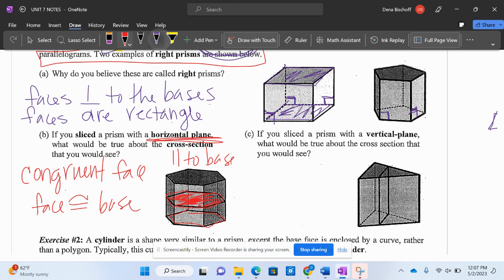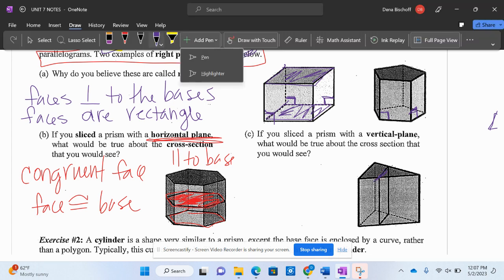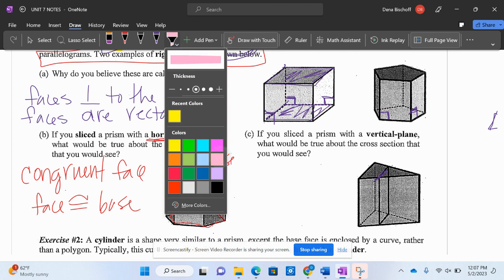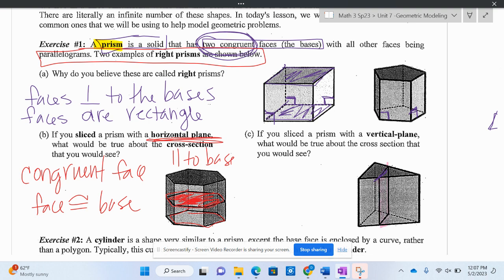If I sliced a prism vertically, look at this shape right here. Let's change that color so it shows up a little bit better. If I slice this triangular prism vertically, what shape am I going to get? Do you see that shape inside of there?